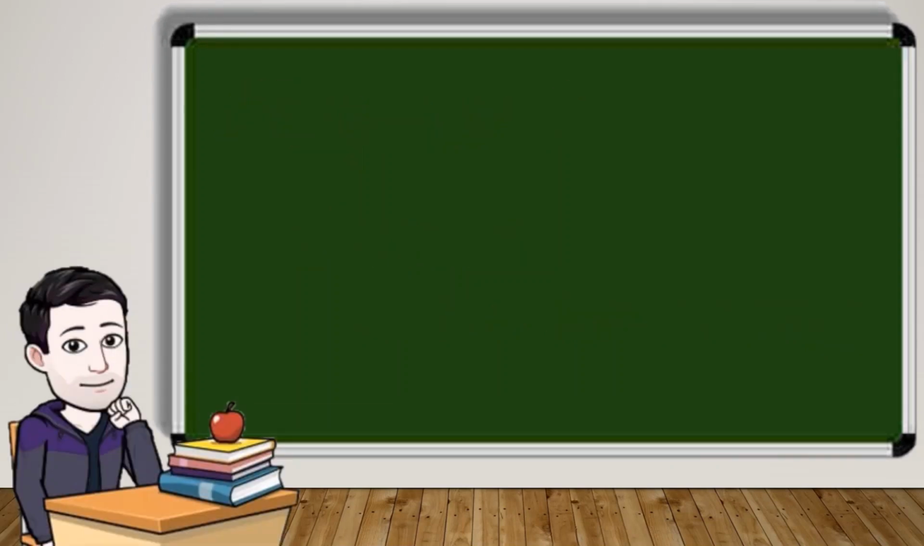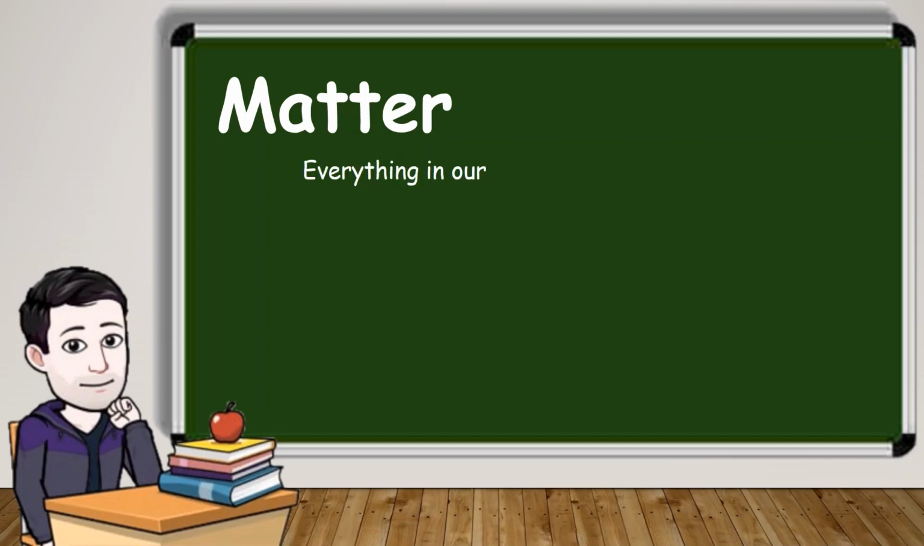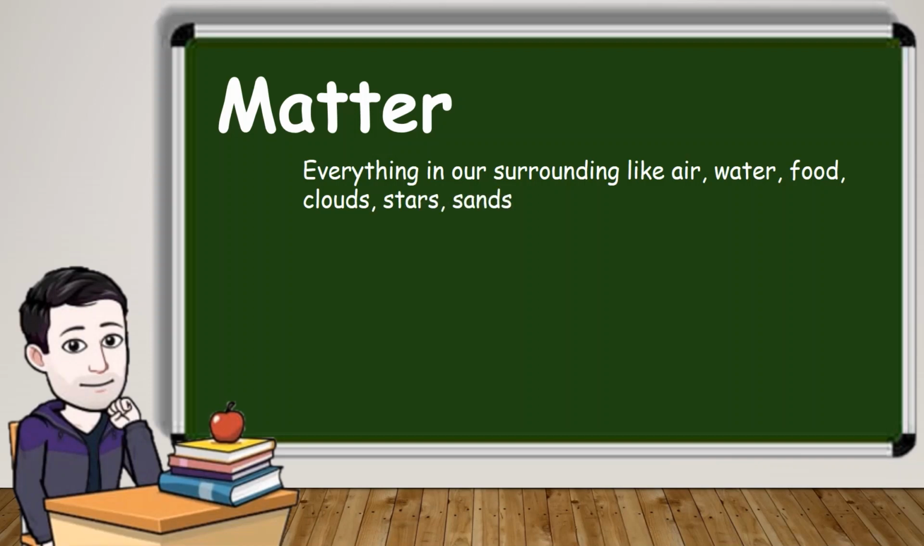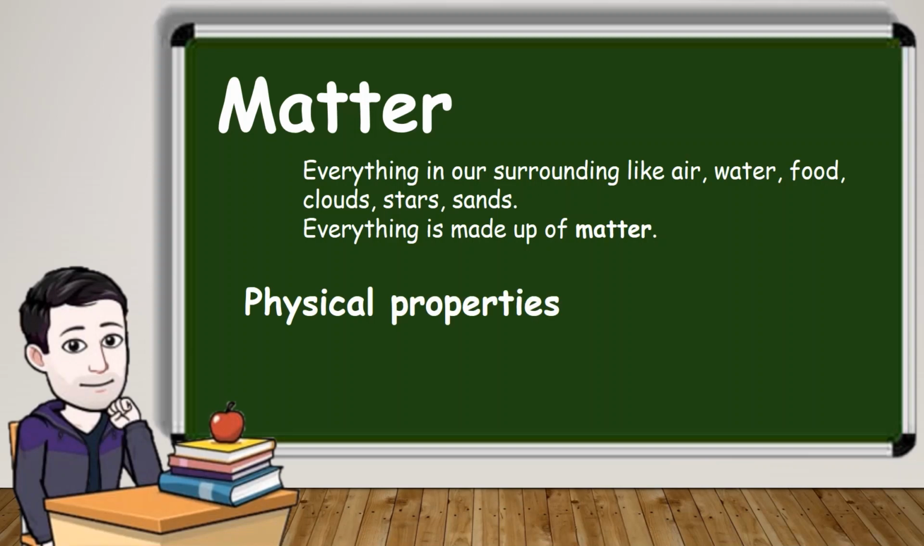As we look at our surroundings, we see a large variety of things, with different shapes, sizes, and textures. Everything in this universe is made up of material, which scientists have named matter. That means everything in our surroundings, like air, water, food, clouds, stars, sand, everything is made up of matter. This is how matter surrounds us. This matter has two types of properties: physical properties and chemical properties. In this chapter we will learn about physical properties.